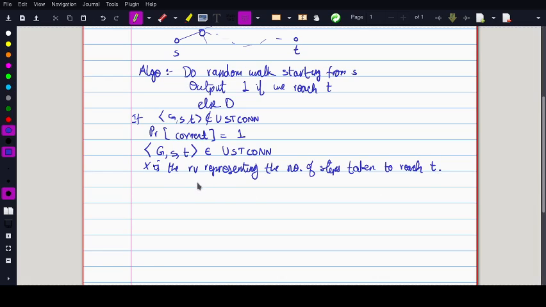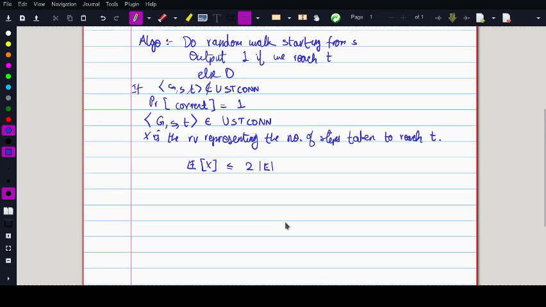Then there's a theorem which states that the expectation of X, the expected value of X, which is called the hitting time, is less than or equal to 2 times mod E. This is a standard theorem which you can find in many books. The proof is a bit difficult, so we'll not get into that right now. So the expected number of steps you will need to reach T is at most 2 times the size of E.